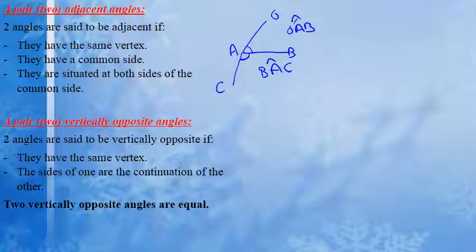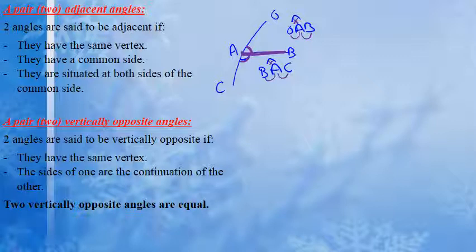The vertex of this angle is A and the vertex of this angle is A, so they have the same vertex. They have a common side. Here the sides are AO and AB. Here we have AB and AC. We can see that AB is a common side. It is in the first angle and also in the second angle. The third condition, they are situated at both sides of their common side. We have an angle above the common side and an angle under the common side. So these two angles will be adjacent angles.